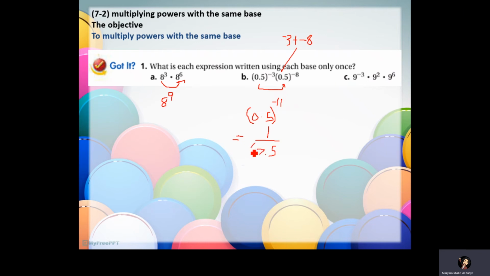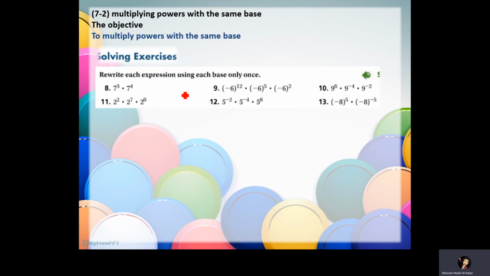All this to the power 11, positive 11, because you moved it down, so that's what you need, so it will be to the power 11. Look at this, 9 times 9 times 9, they are all the same base, just add their powers. So 9 to the power negative 3 minus 2, negative 1, so from this one to this one, this will be negative 1. Negative 1 plus 6 equals 5. So that's 9 to the power 5.